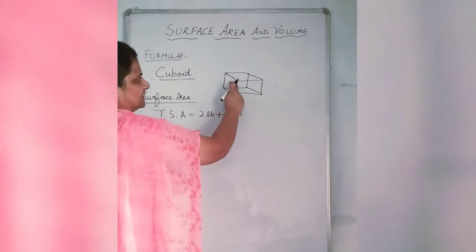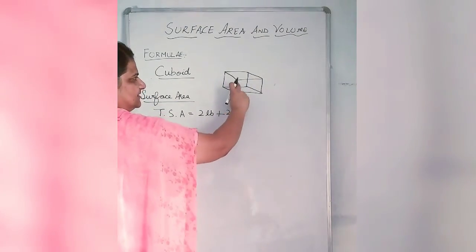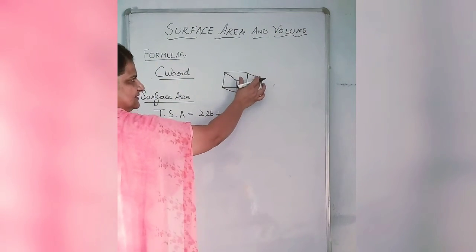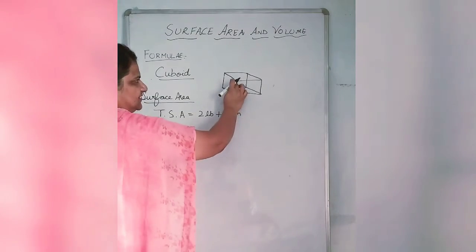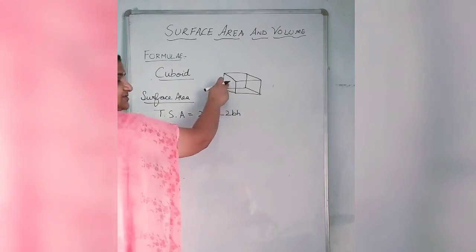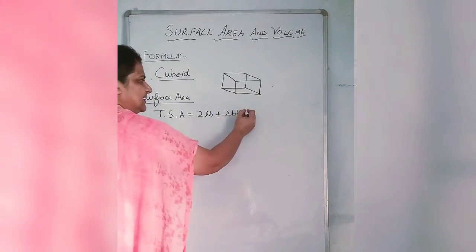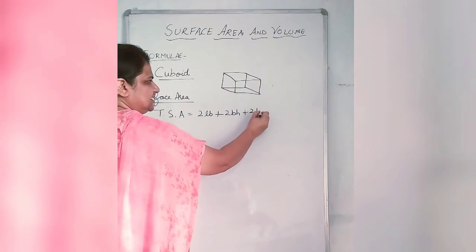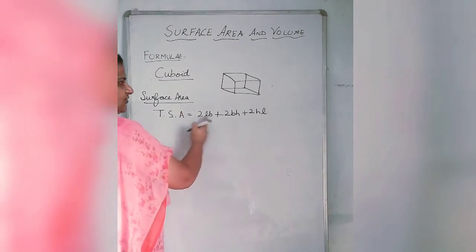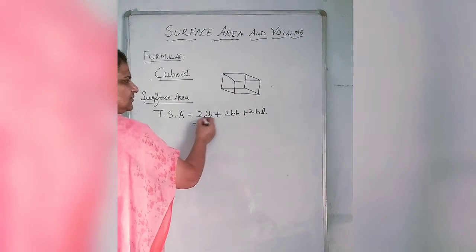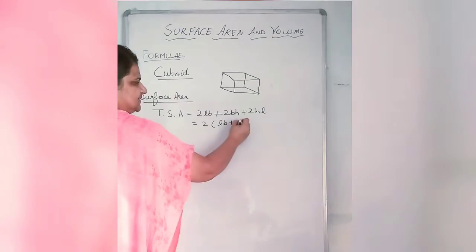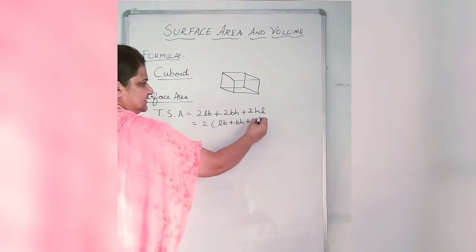Then I have the rectangle at the front. This is your height, this is your length. So this rectangle's area will be h into L. Another rectangle which is at the back, its area is also h into L. So I have 2 rectangles with area HL. So this means the total surface area of cuboid is, you can take out 2 common from all the values, twice of LB plus BH plus HL.